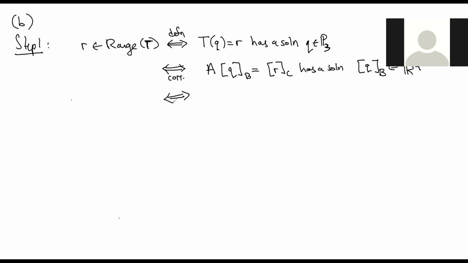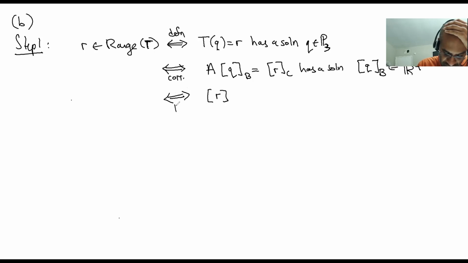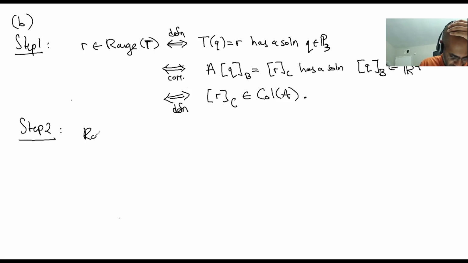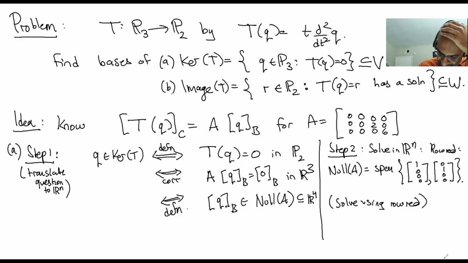The column space. Yeah, this is just saying the coordinate vector of R is in the column space of A. Definition. So that means we just have to find the column space. So step 2 is row reduction. I won't do the row reduction. I'll just get that the column space of A. A was a very simple matrix, right? It was like an easy matrix even by week 1 standards. You can just see that the column space is just the span of the last 2 columns.